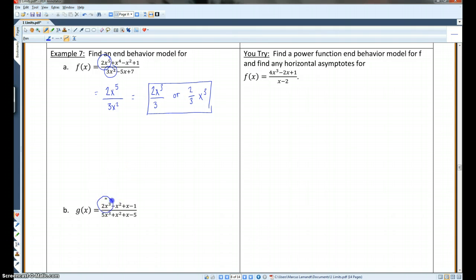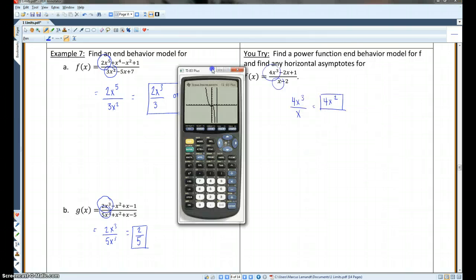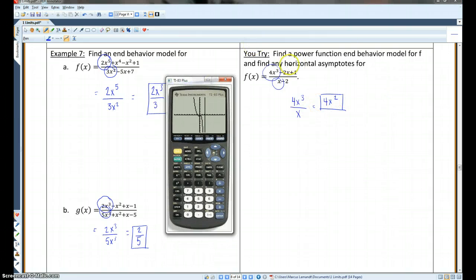This one, once again, we're going to be looking at the front terms. We've got 2x cubed over 5x cubed, which simplifies to 2 over 5. Alright, pause the video here and go ahead and try this one over here. Alright, this is the answer you should have gotten.